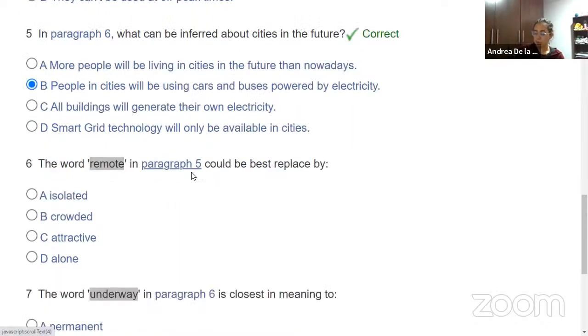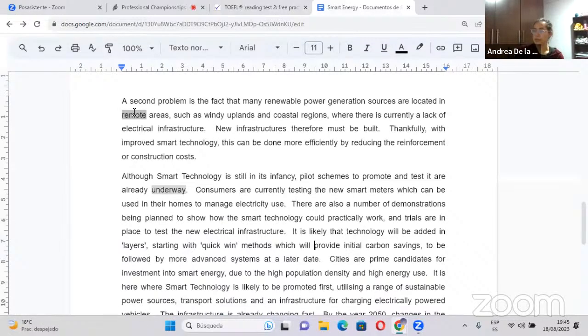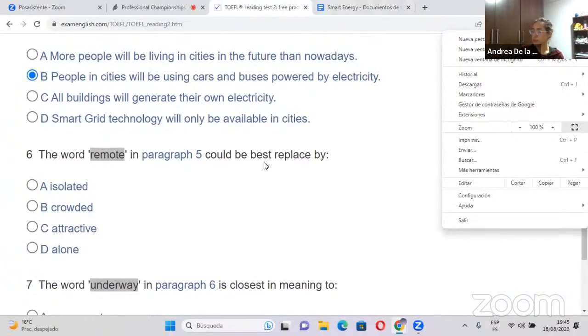Okay. So question 6 is a vocabulary question. It says, the word remote in paragraph 5 could be best replaced by. So they're asking about one specific word in paragraph 5. I don't know if it's highlighted. Should be. Yes, it's here. So I will give you a couple of seconds. You don't need too much time for this one, but I'll give you about 1 minute. Tell me what you think.